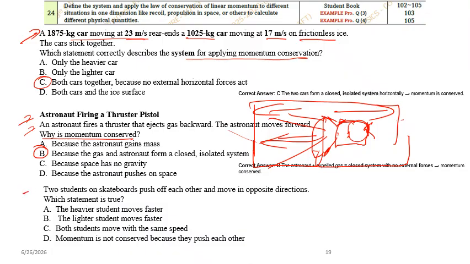Now, next one. Two students on a skateboard push off each other and move in opposite directions. Which statement is true? The heavier student moves faster, or the lighter student moves faster, or both students move at the same speed, or momentum is not conserved. See, momentum is conserved. Both students move at the same speed? No. The heavier student moves faster? Obviously that is wrong. So which one will it be? The lighter student will move faster.